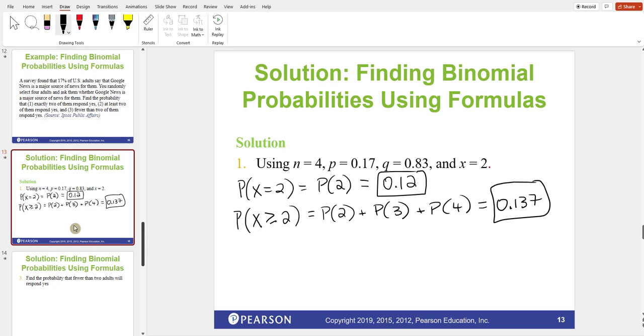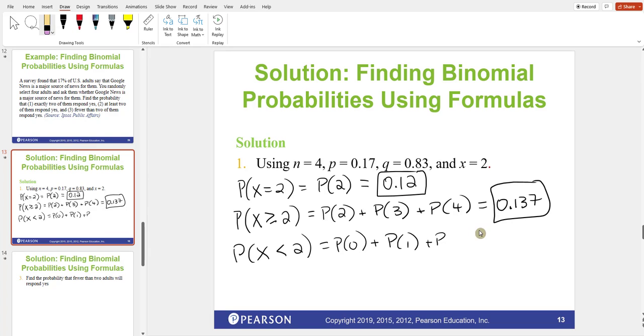So in this case, it will be the probability that x is less than 2. It will not include 2. It said fewer than 2. Okay, so if you were to do this by hand, you would calculate the probability of 0 plus the probability of 1 plus the, oh, that's it. That's all you have to calculate because 2 is not included.